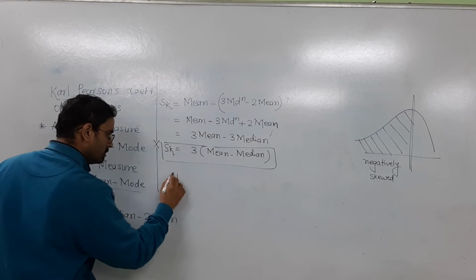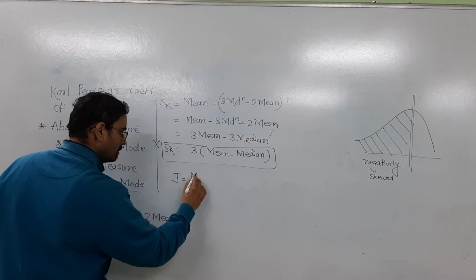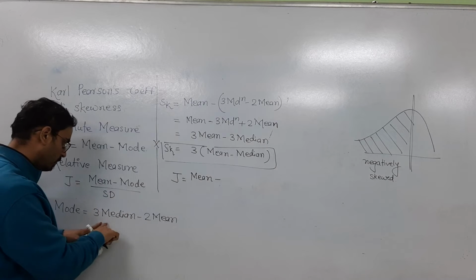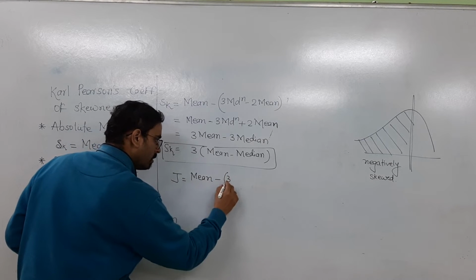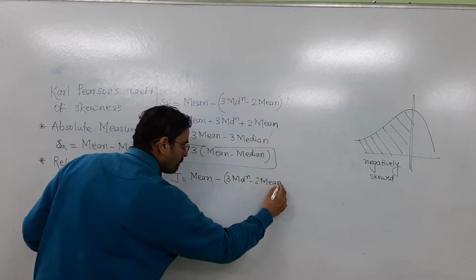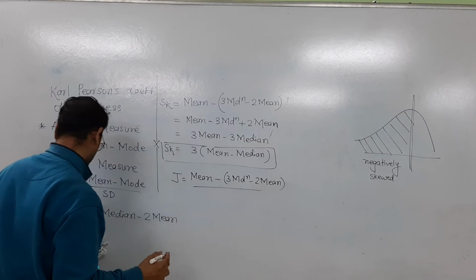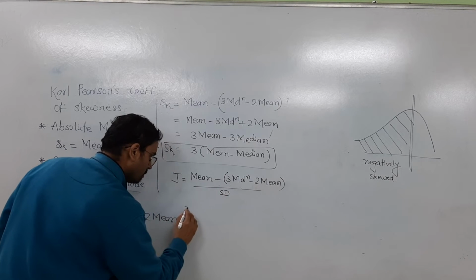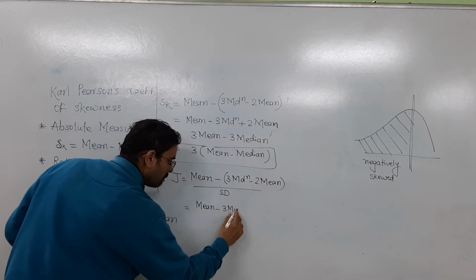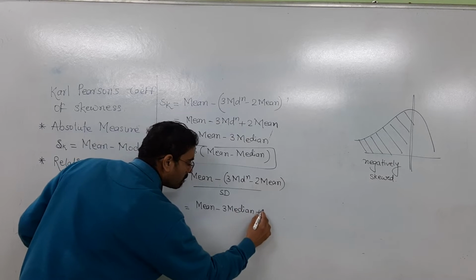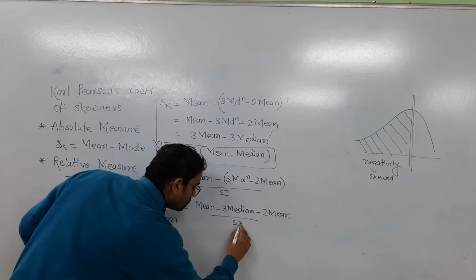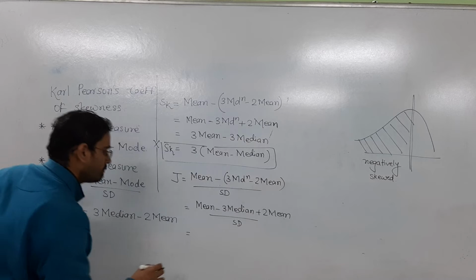Okay, so Sk is mean minus, in place of the mode value we have to keep that value, 3 median minus 2 mean, divided by standard deviation. So mean minus 3 median plus 2 mean, divided by standard deviation. So the formula will become the same.